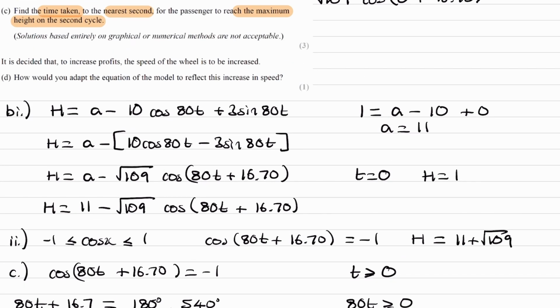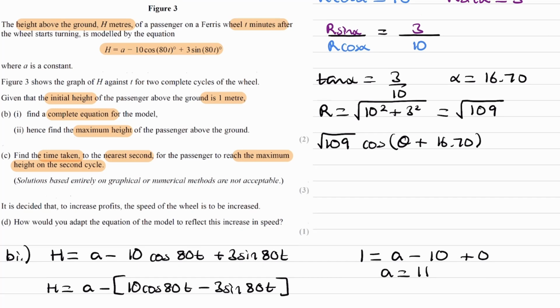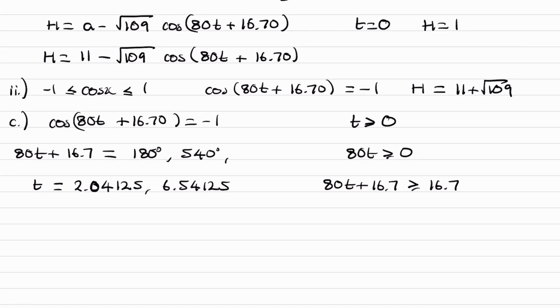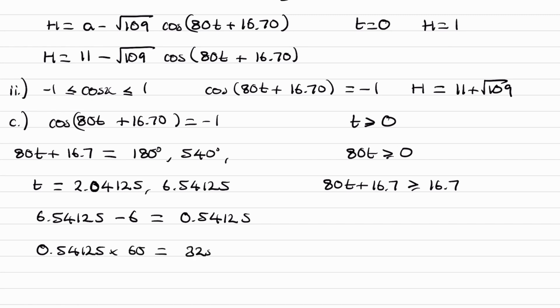It says in the question it wants it to the nearest second. t is in minutes, remember, as it says over here. So then we would do the 6.54125, take away 6 to give 0.54125. This gives us the fraction of a minute that we have, times that by 60, and we end up with 32 seconds rounded to the nearest second. And so our answer would then be 6 minutes and 32 seconds.